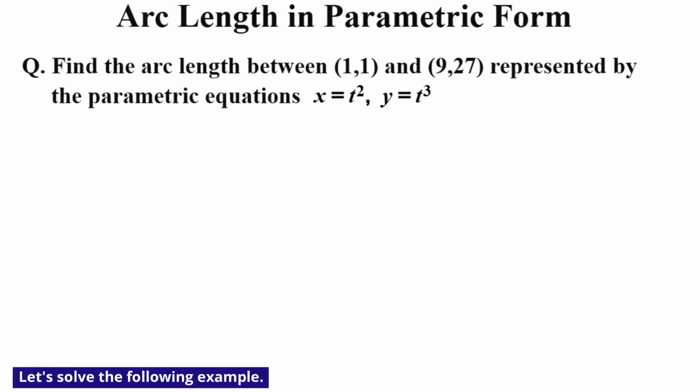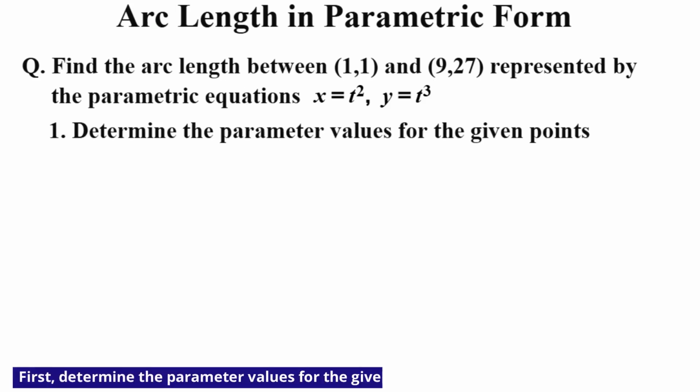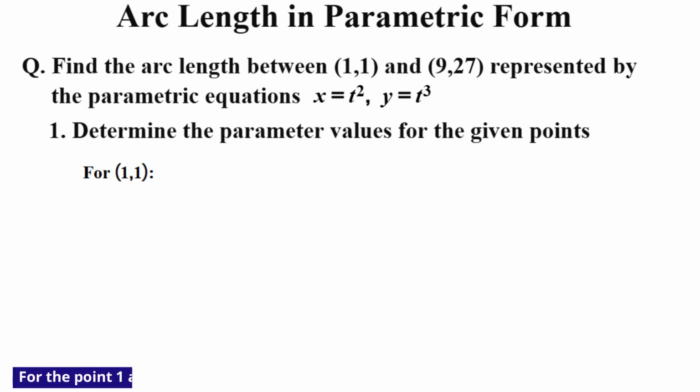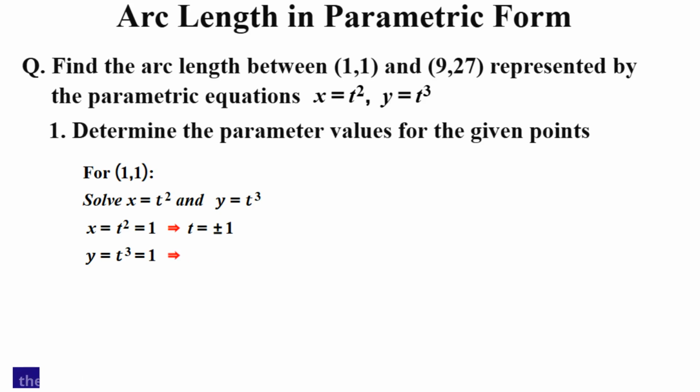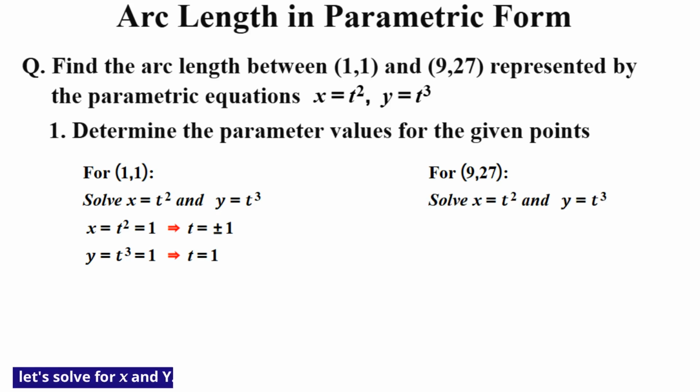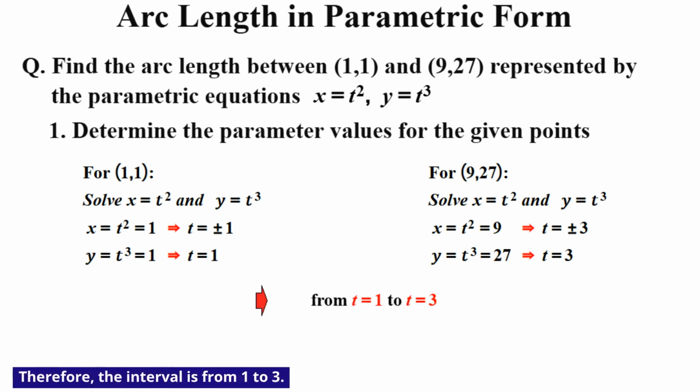Let's solve the following example. First, determine the parameter values for the given points. For the point (1, 1), let's solve for x and y. If x is 1, then t equals plus or minus 1. If y is 1, then t equals 1. For the point (9, 27), let's solve for x and y. If x is 9, then t equals plus or minus 3. If y is 27, then t equals 3. Therefore, the interval is from 1 to 3.